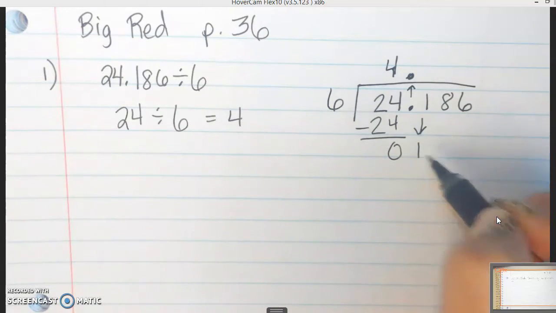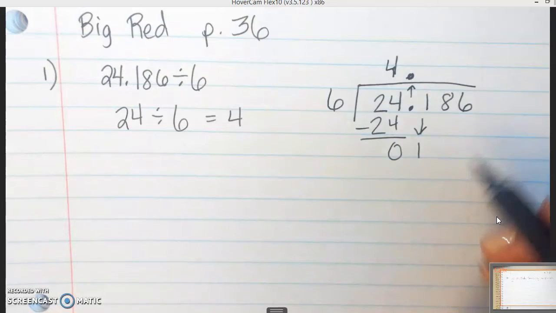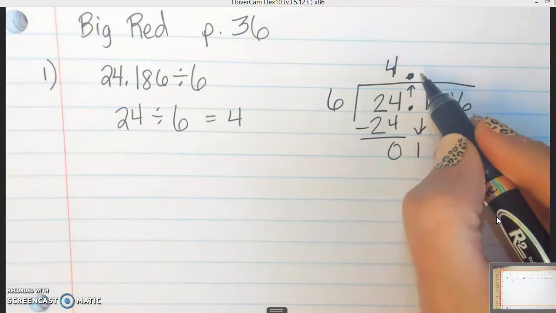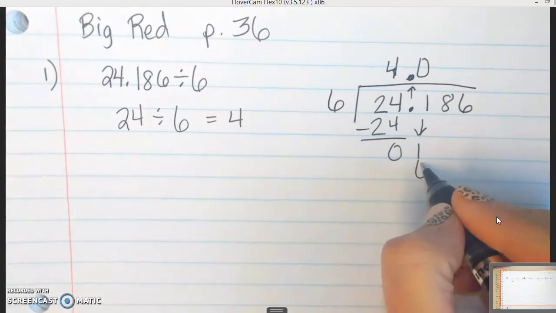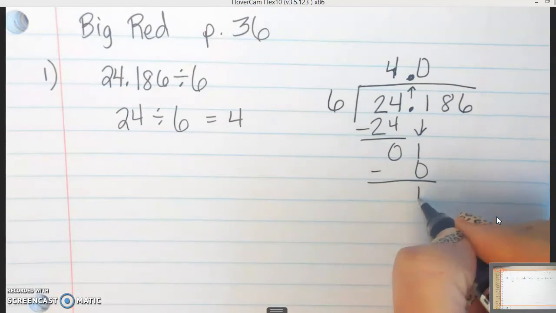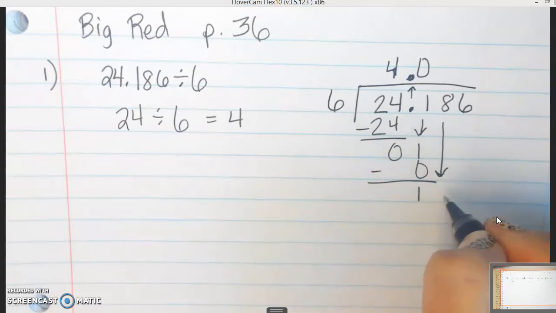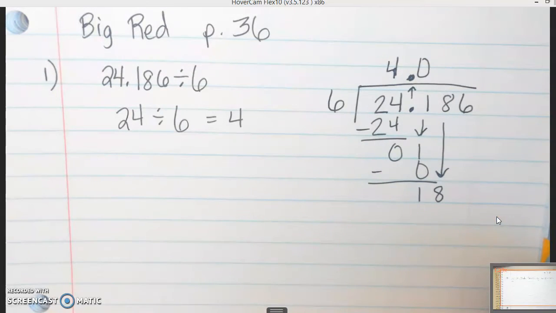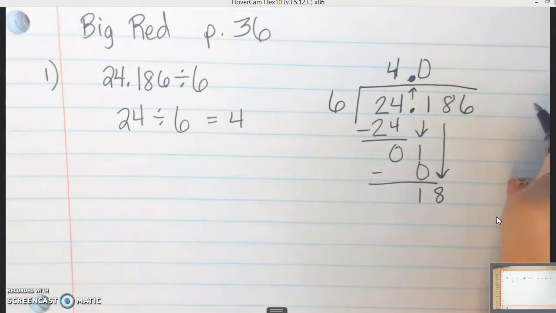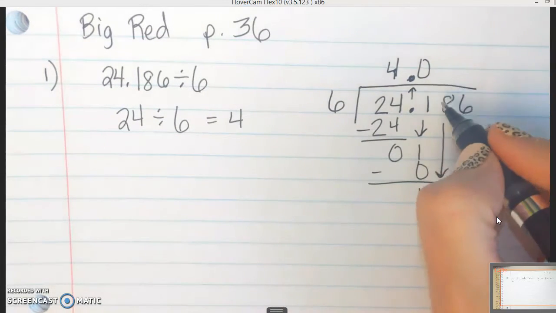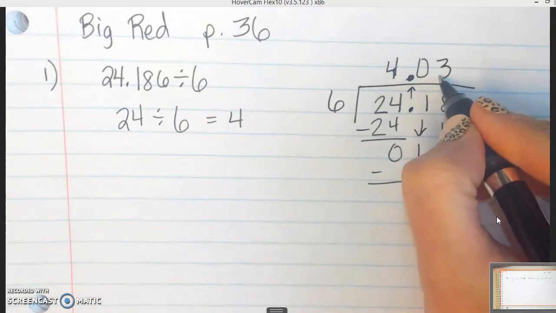Alright, will 6 go into 1? So what do I need to put above the 1 up here? 0. A 0. 0 times 6 is 0. Subtract. Bring down the next number, which is 8. Will 6 go into 18? How many times? 3. So we put the 3 above the 8.